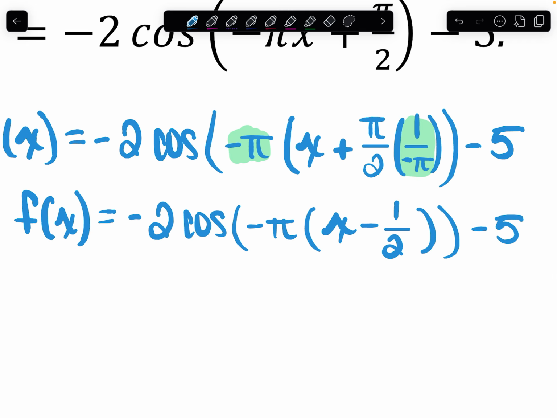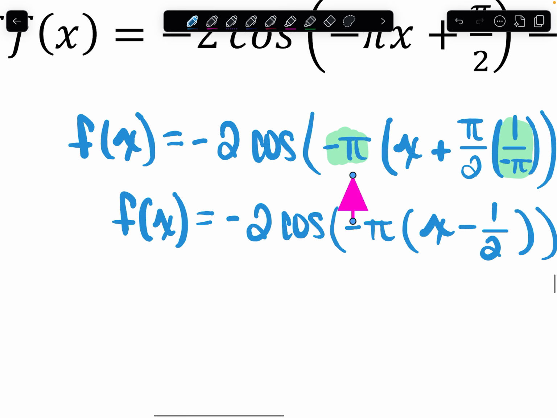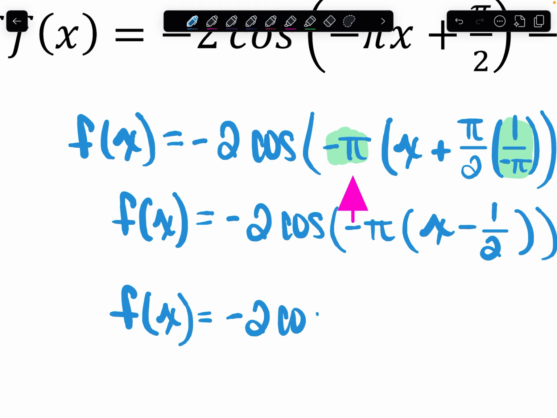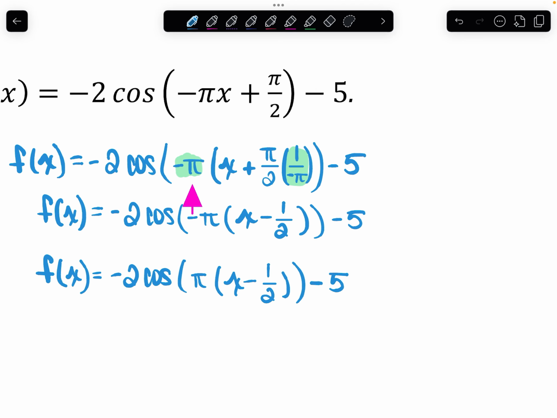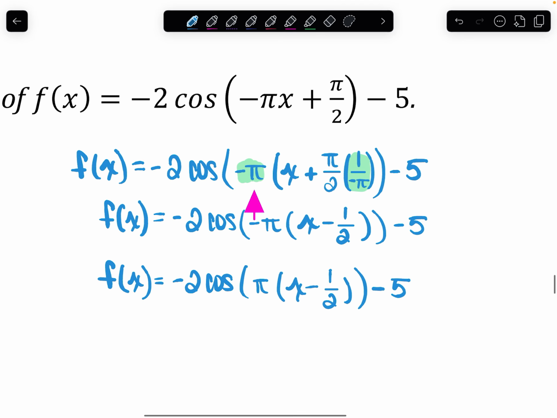All right, negative inside. This is a cosine graph. Cosine is even, so a negative on the inside, drop it, as if it never existed. So we're going to be graphing -2 cosine of pi times the quantity x minus 1/2, minus 5. A negative inside for cosine, we just drop it. It's symmetric on the y-axis, so they have the exact same graphs. Now we can find all of our information.